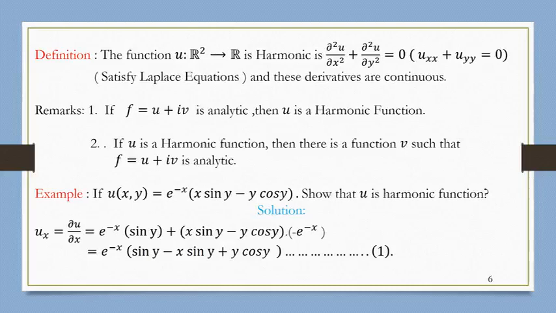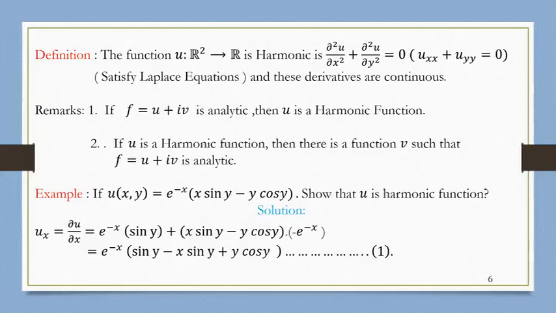That means it is a harmonic function. So for the solution, we have u sub x equal to del u over del x. This is the product of two functions, so we apply the product rule for derivatives. We have e to the power minus x, the first term, multiplied by the derivative of the second term.